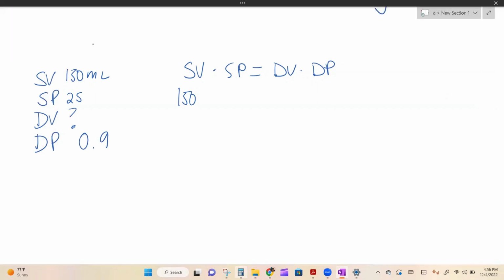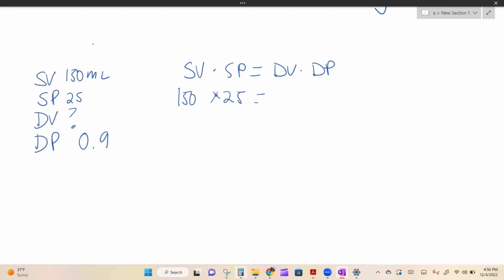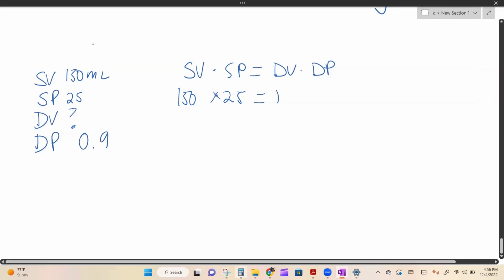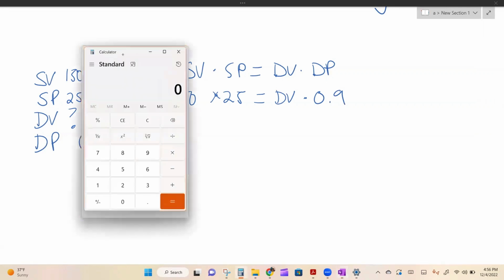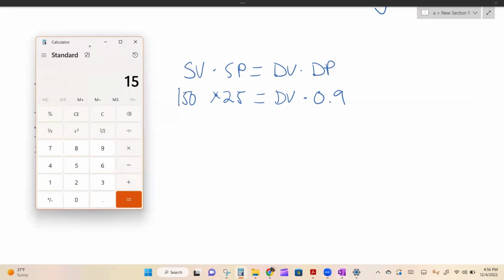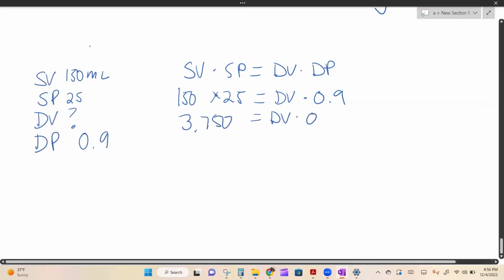So 150 times 25 is equal to DV, which we don't know. So I'm going to leave that as DV, and then 0.9 for DP. So just like in the other problems, we want to take care of the multiplication on the side that has two numbers. So 150 times 25 is 3,750. And then I'm just going to rewrite the rest of the problem out.